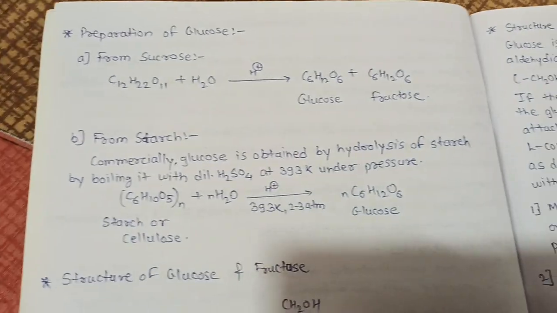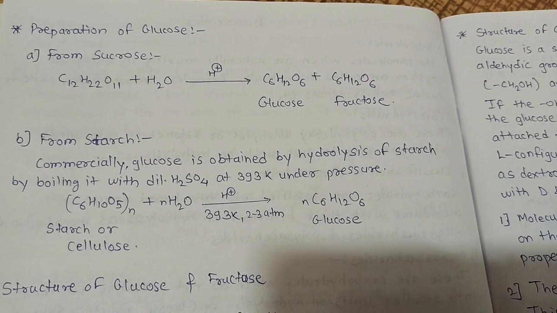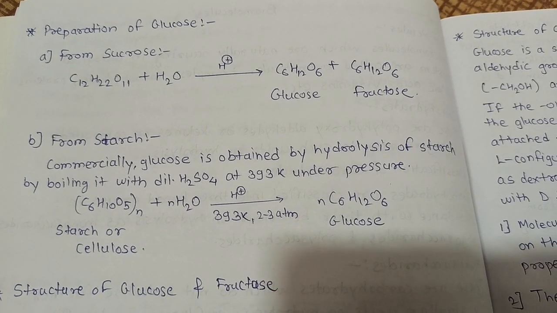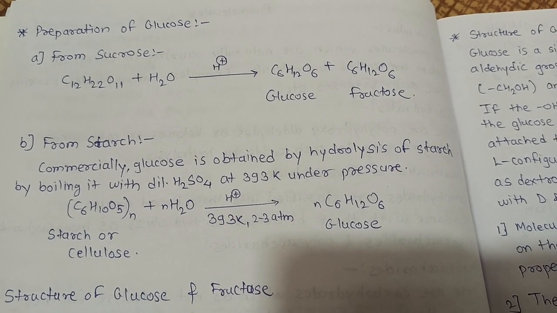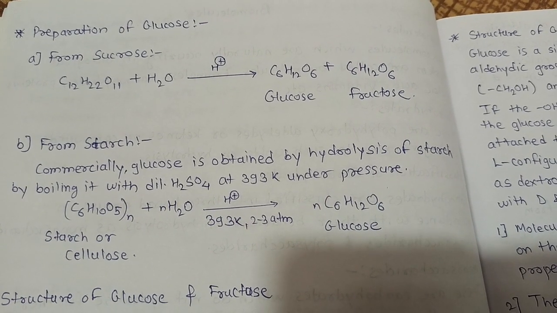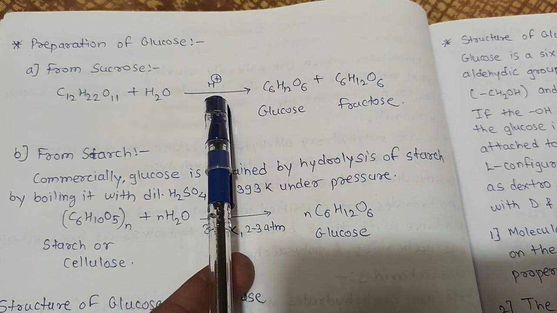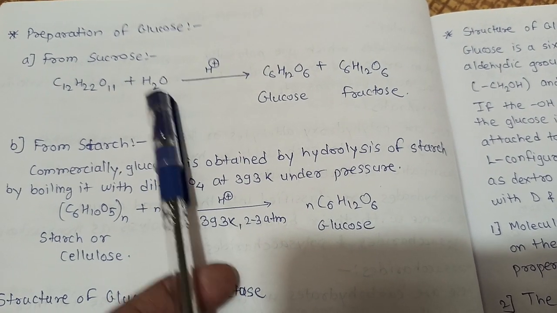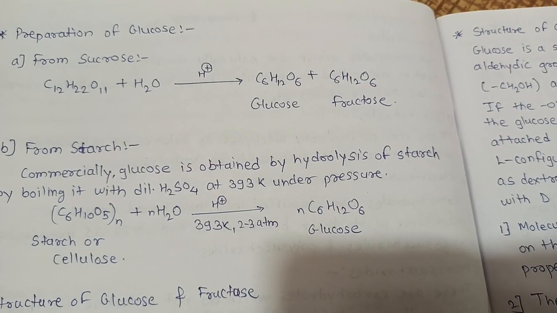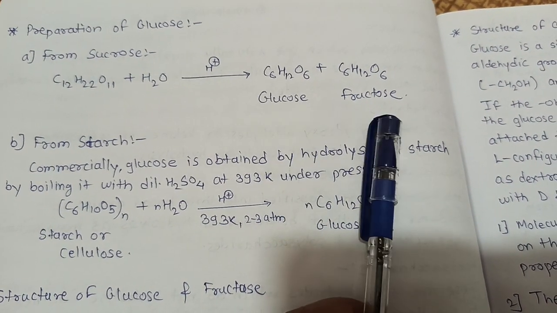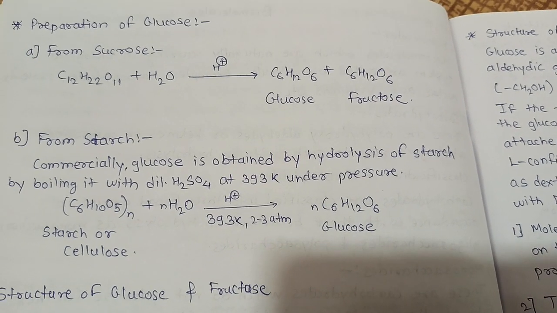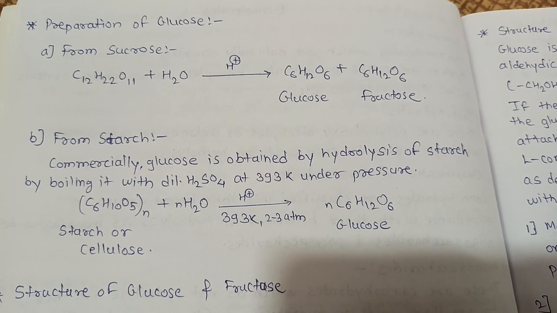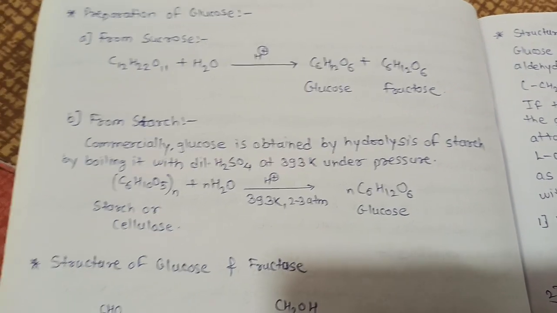After that, we'll now see the preparation of glucose. Two preparations are there. First is from sucrose. Sucrose is C12H22O11, and when we perform hydrolysis of sucrose in the presence of an acid catalyst, H plus, which could be obtained from HCl or H2SO4, and hydrolysis is addition of water, it breaks into glucose and fructose. Both have the same molecular formula, C6H12O6, but different structures. So that's the first preparation of glucose.